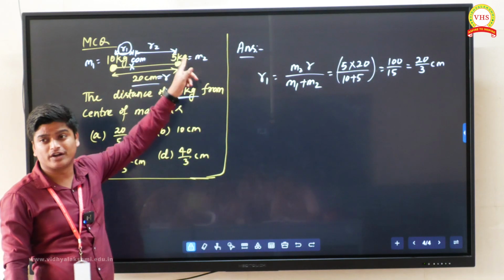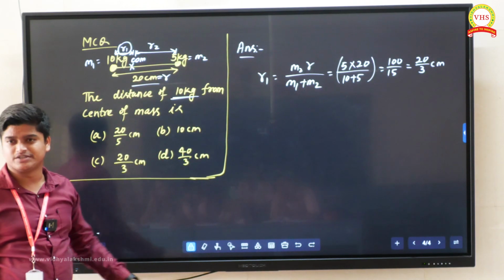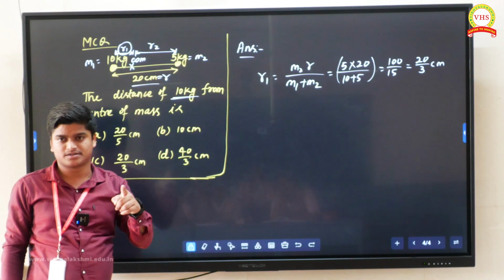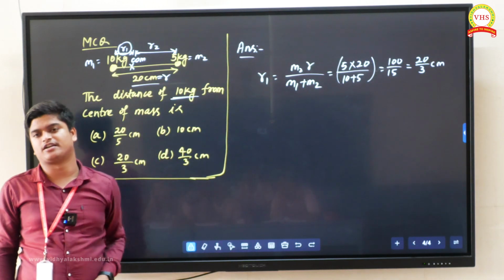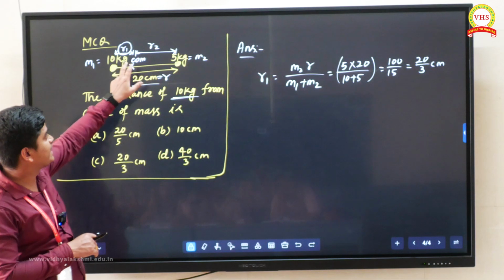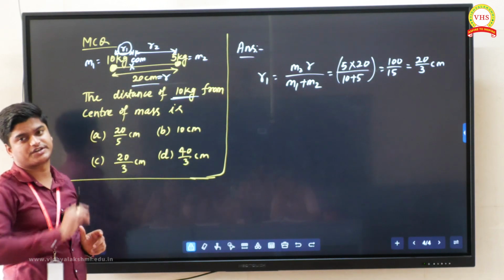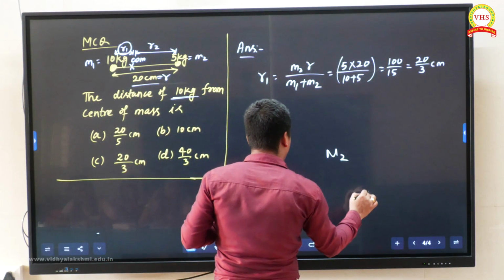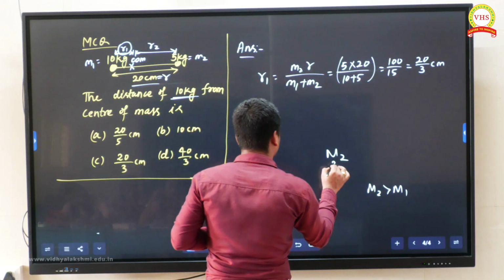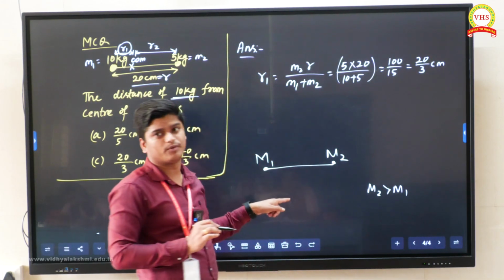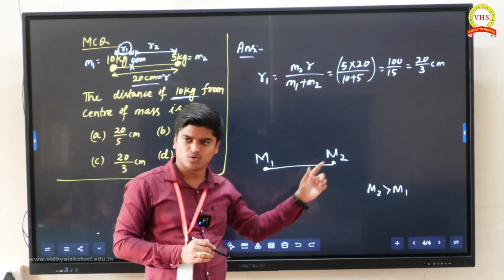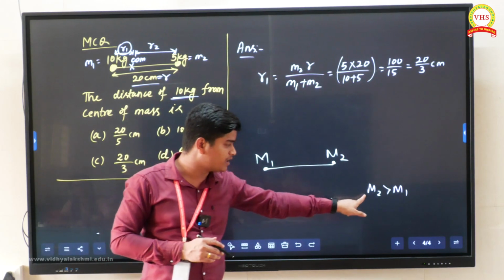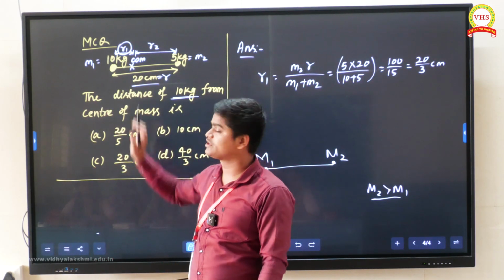The remaining distance will be 20 minus 20 by 3, which is basically 40 by 3, right? So that means this 5 kg will be very far from the center of mass and the 10 kg will be near the center of mass. Okay, that means always remember, center of mass lies near the heavy object. If two heavy objects are there, suppose I am telling you a question like this, one is M1, one is M2, and M2 is greater than M1. Then the center of mass will be where? Near M1, near M2, or in the middle of M1, M2? What will be the answer? Near M2, because I told you M2 is greater. So you can see from this question also, no worries.